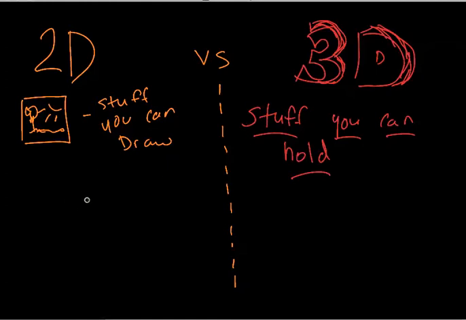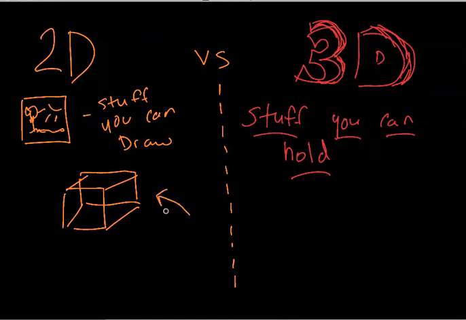Now you might say, "Oh, wait a minute. I could draw a cube or something like that. That's 3D, right? I draw the cube, I connect the sides, I draw this box. That's a 3D shape." Well, no. It looks like a 3D shape, but that's just an illusion. You're tricking your eyes into thinking this is a 3D shape. It's a 2D piece of paper that you drew it on, so it's 2D.